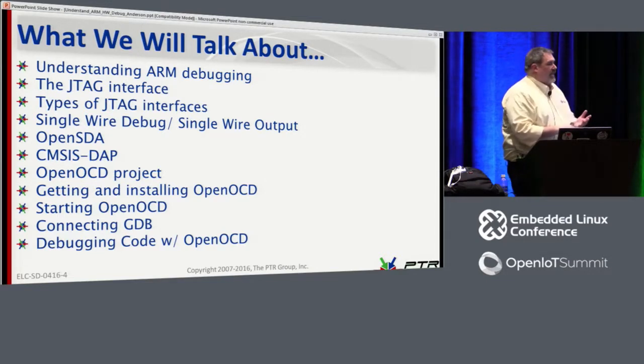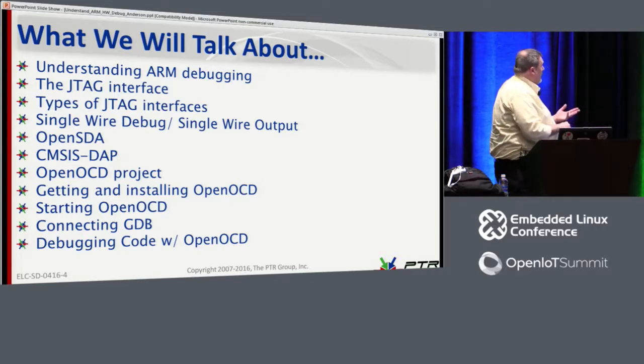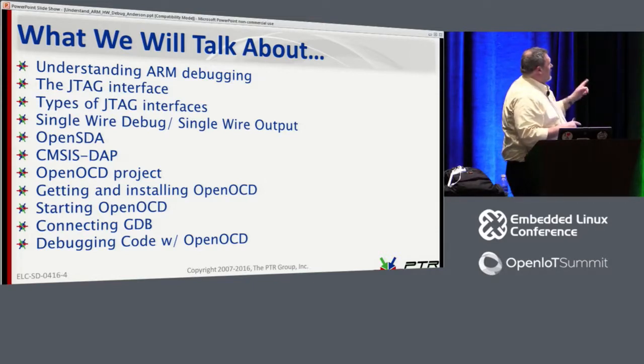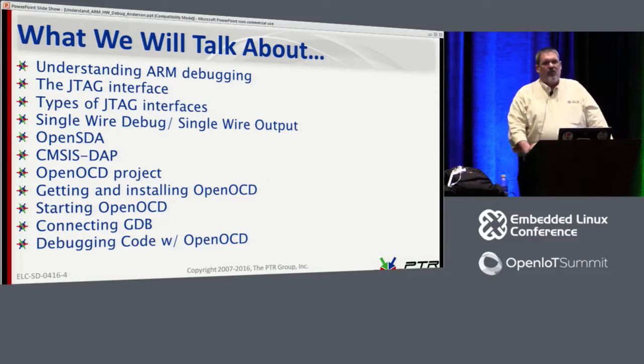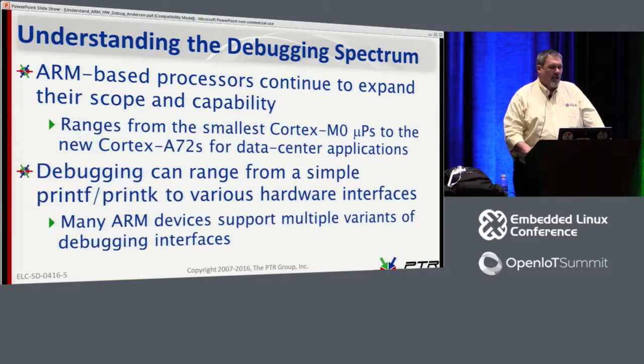We'll talk about JTAG. We'll talk about single wire, or actually it should be serial wire debug and serial wire output. I was typing a little too fast there. OpenOCD, CMSIS-DAP. There are so many options for doing debug on the ARM, and it really depends on how the manufacturer decides to implement it. So we'll see lots of options here, and we'll also do a little bit of work with OpenOCD so that you understand how that works in conjunction with JTAGs.